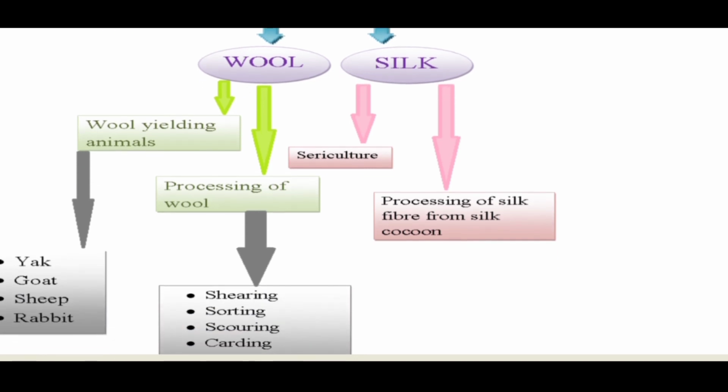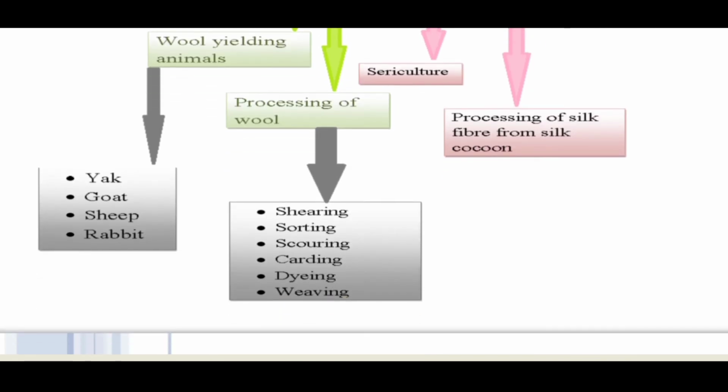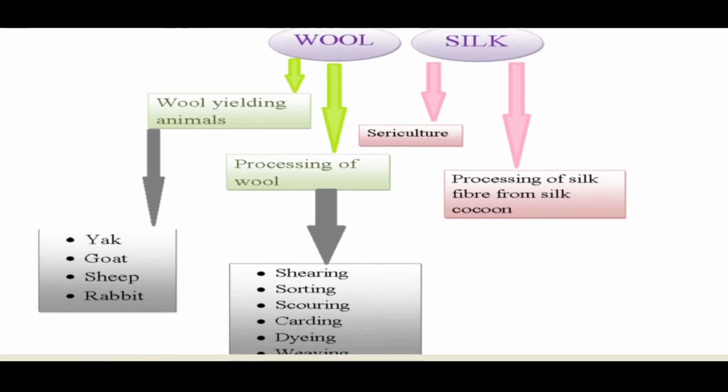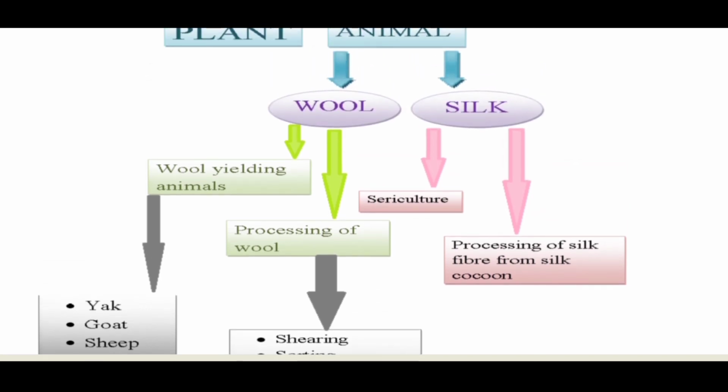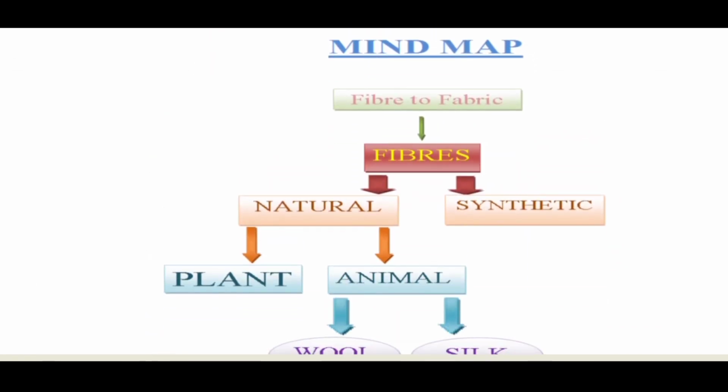In wool, the yielding animals are yak, goat, sheep, rabbit. Processing of wool is shearing, sorting, scouring, carding, dyeing, and weaving. In silk, there is sericulture, and the second is processing of silk fiber from the silk cocoon. This is the mind map of fiber to fabric. I hope everybody has cleared the concept of fiber to fabric.